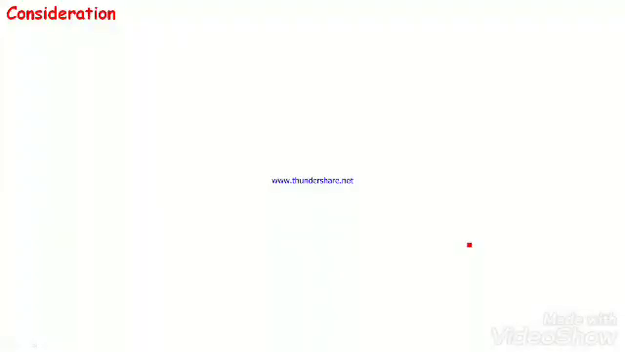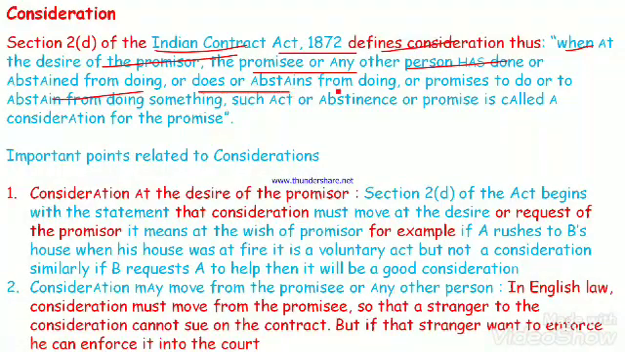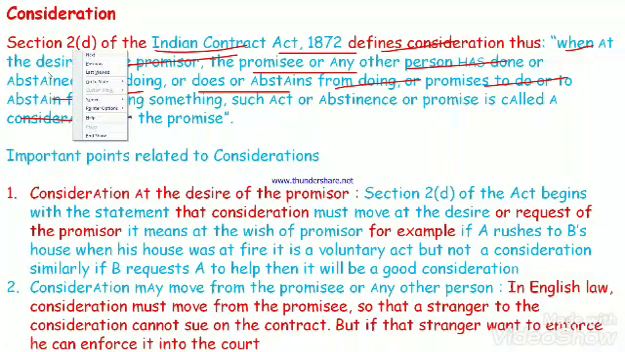Okay. Now let's move on and talk about consideration. Section 2(d) of the Indian Contract Act 1872 defines consideration: when at the desire of the promisor, the promisee or any other person has done or abstained from doing, or does or abstains from doing, or promises to do or abstain from doing something, such act or abstinence or promise is called consideration.